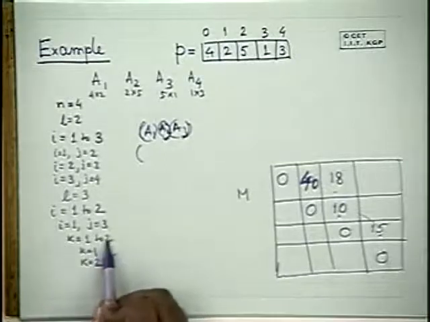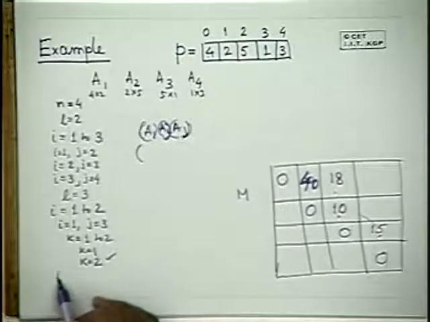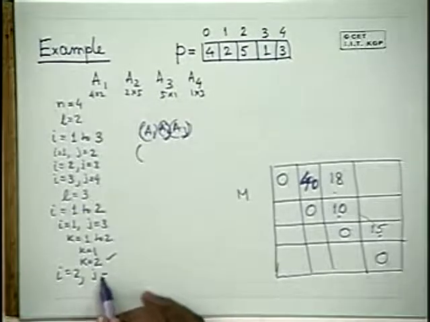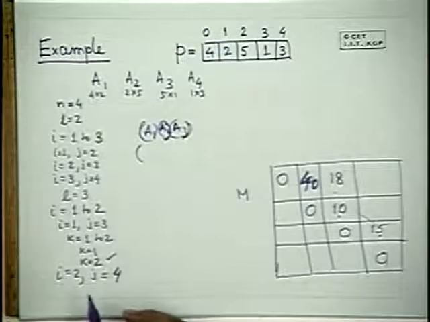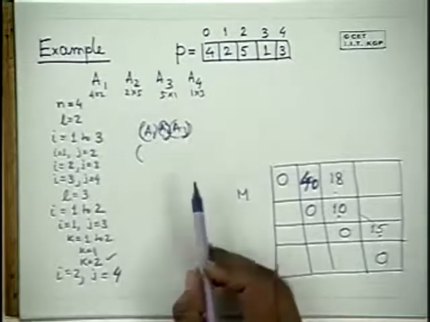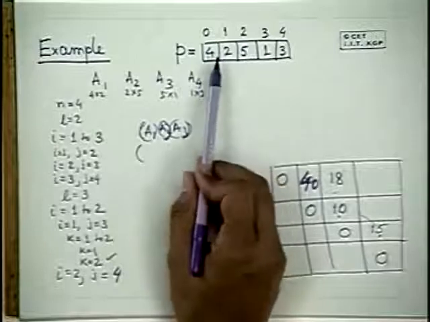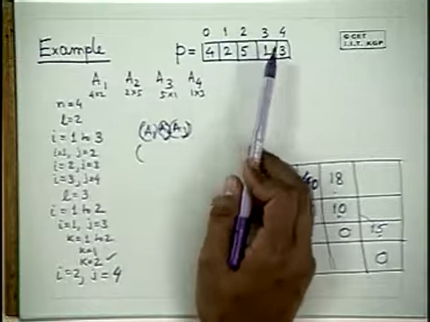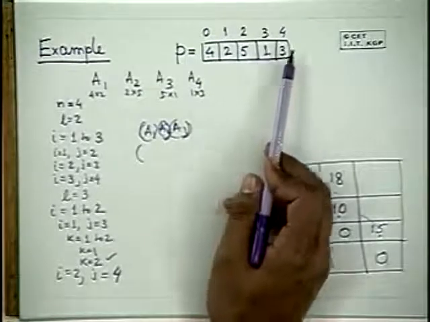So k is equal to 1, 2 done, and that means now I have to take I is equal to 2. When I is equal to 2, j must be 4. J is 4 now. So see, when L is equal to 3, we had to take 3 together. So we took A1, A2, A3 already. Now we are taking A2, A3, A4.